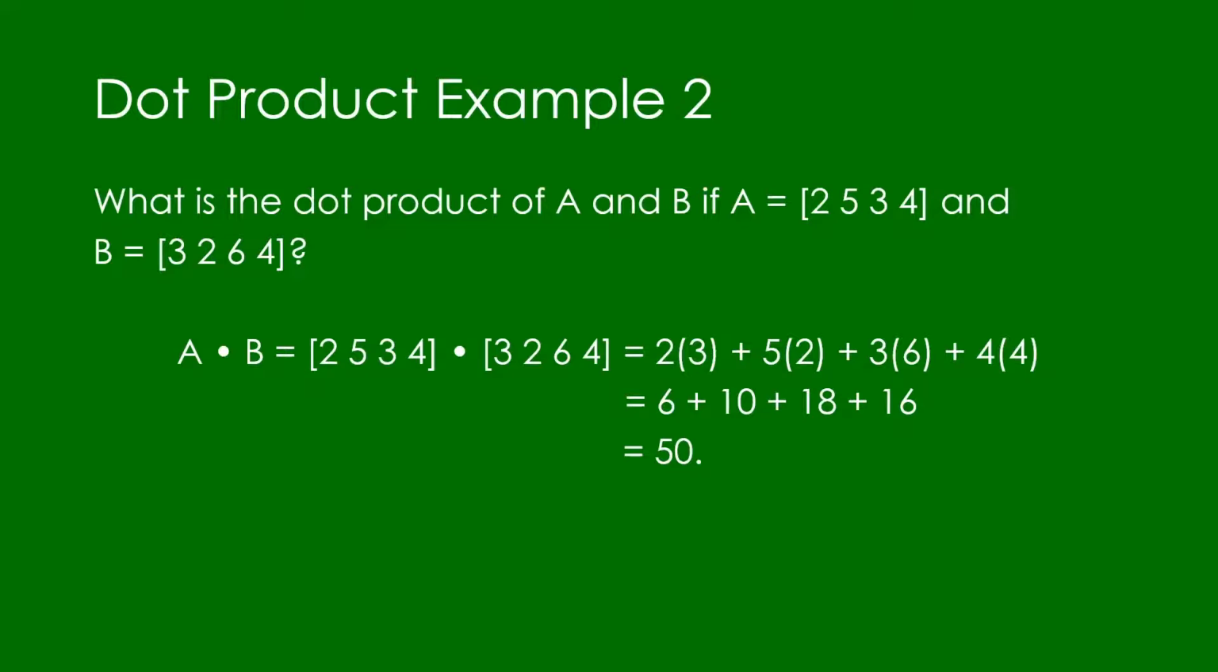Let's do another quick example. What is the dot product of a and b if a equals (2, 5, 3, 4) and b equals (3, 2, 6, 4)? a dot b equals 2 times 3 plus 5 times 2 plus 3 times 6 plus 4 times 4 equals 6 plus 10 plus 18 plus 16 equals 50.